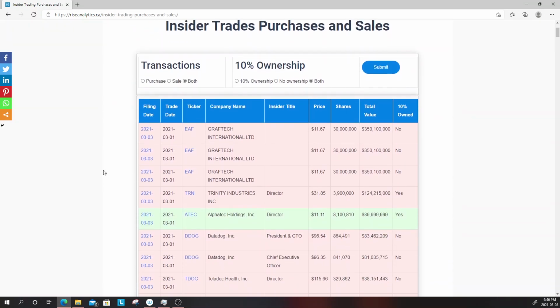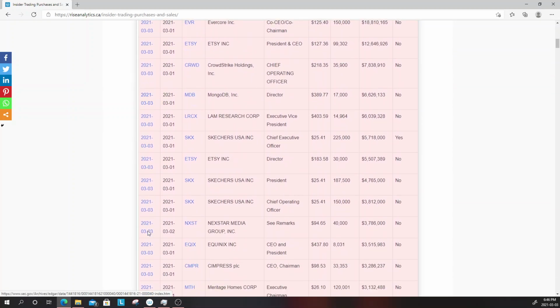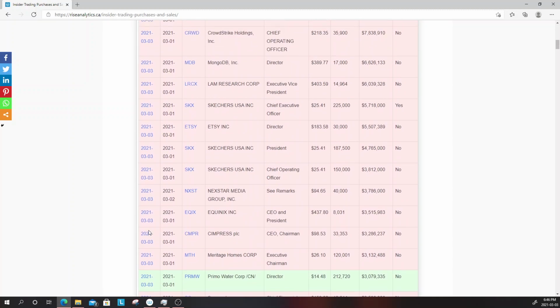In these insider trades, we can see, for example, by the date, which company is bought or sold heavily. This is the open market transactions, so this is nothing but trades by the insiders of the company. Here we can see the purchases and sales by the date, in descending order.